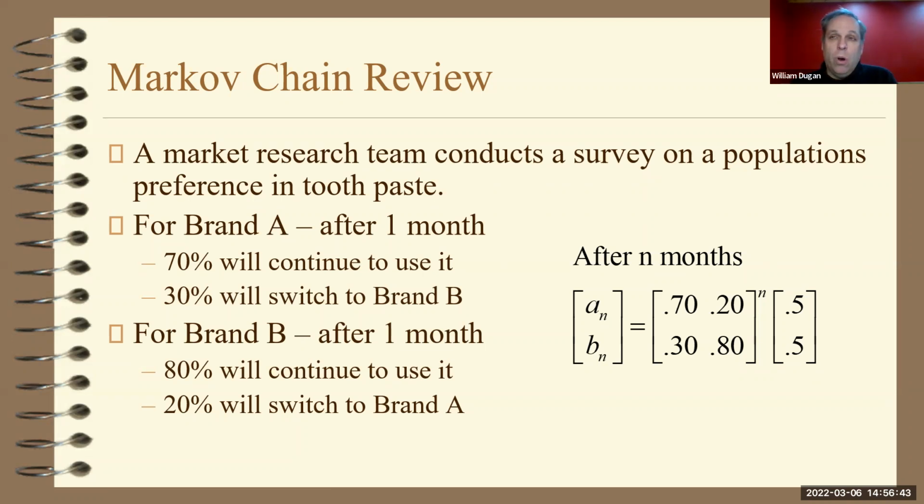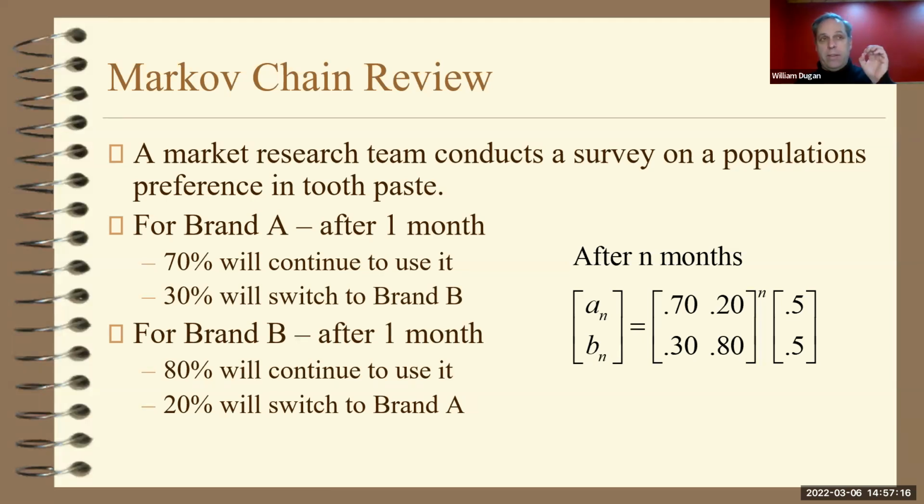I mentioned what was called a Markov chain. So then let's go review the idea. We had two brands of toothpaste that were competing with each other. Brand A, after 1 month, would continue to retain about 70% of its consumers, while it would lose 30% of its consumers to brand B, while brand B, 80% of that brand would then stay with brand B, but 20% would then switch to brand A. We wanted to know in the long term what percentage would favor one over the other.